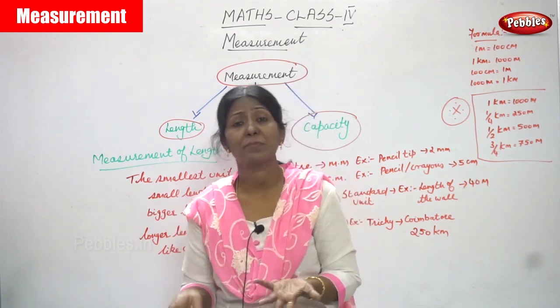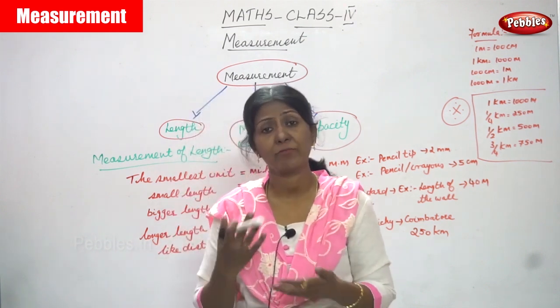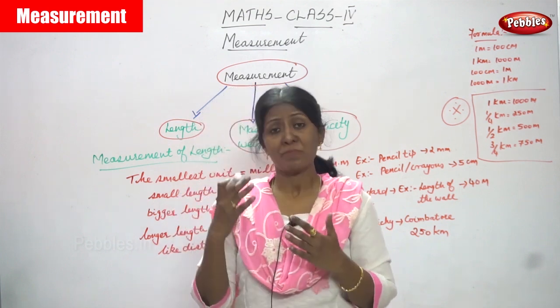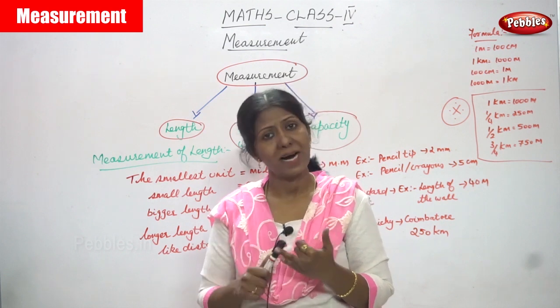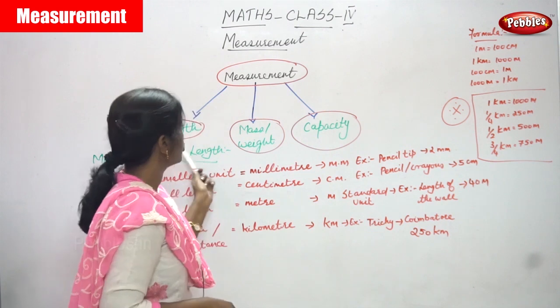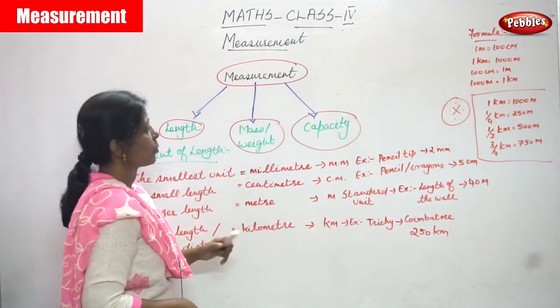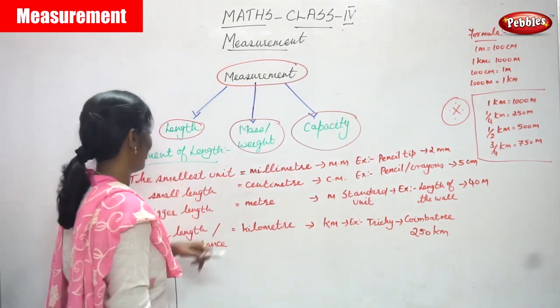First we must know what is a measurement. If you want to measure any kind of object or thing, we need some measurements. So while you talk about measurement, definitely we have to talk about length, mass, weight or capacity. These are the units of measurement: measurement of length, measurement of mass and weight, measurement of capacity. So first we are going to talk about measurement of length.